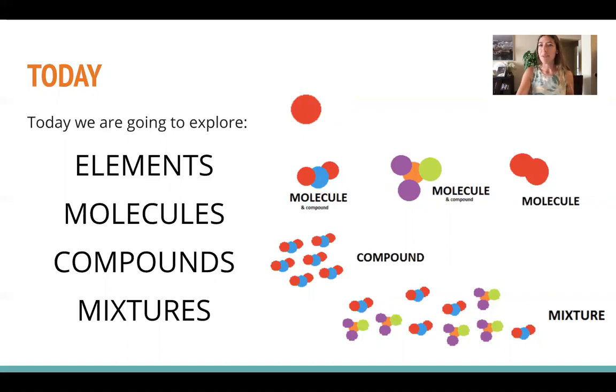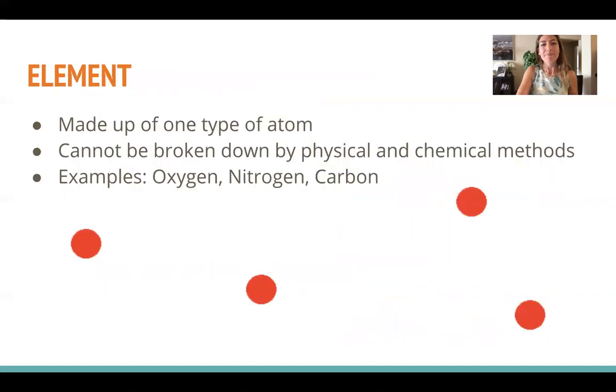So we just reviewed elements, but again, we will review them. So an element is made up of one type of atom. It cannot be broken down by physical or chemical methods. I listed 3 examples of an element. I said oxygen, nitrogen, and carbon. I bet a lot of you can name even more elements.